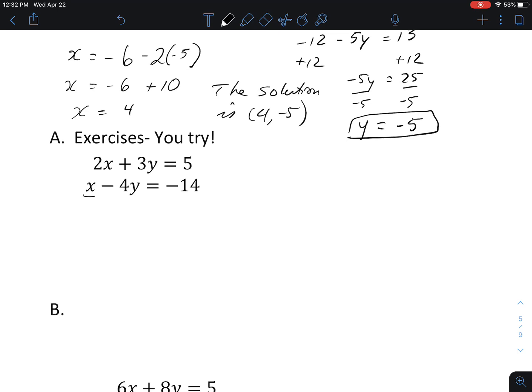All right? Now this is one for you to try. See if you can get it. If you want a hint, isolate this x to start.